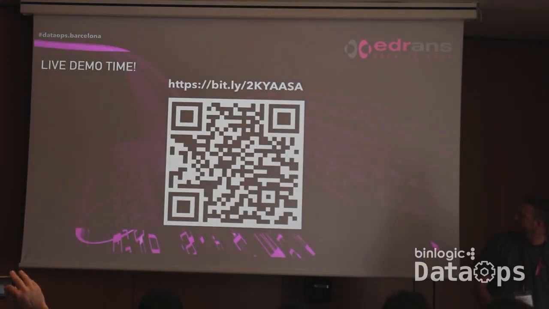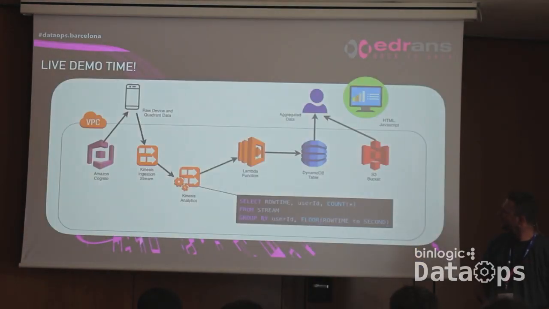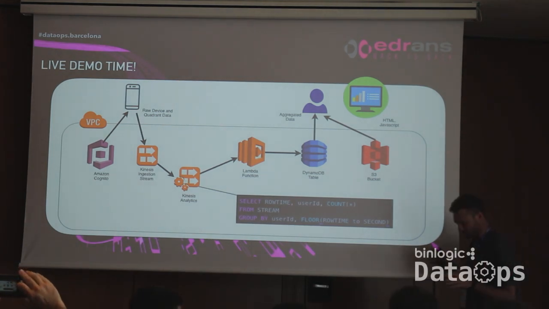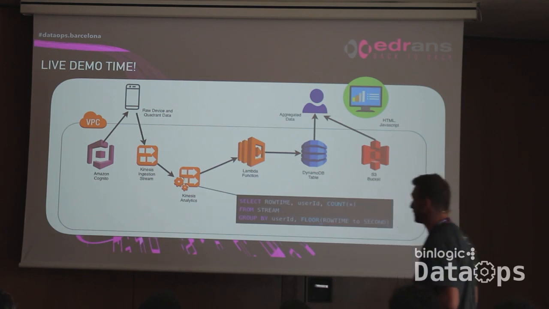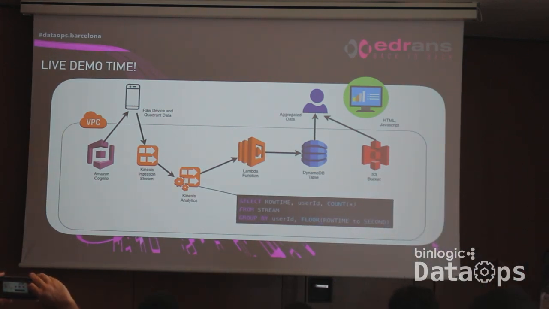Okay, I'm not going to talk later in detail about the infrastructure. Actually, it's quite simple, just a demo. But the main point here is that everything is serverless. We're not using any EC2 instance to do that. As you can see, it's only Kinesis, Lambda function, DynamoDB, and of course some S3 bucket to store all the HTML and JavaScript.